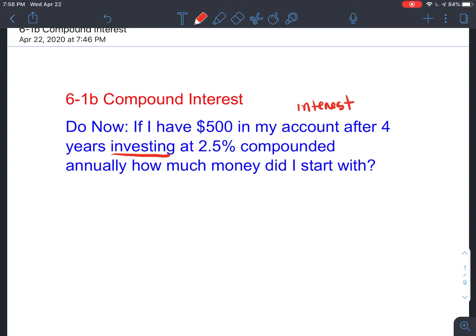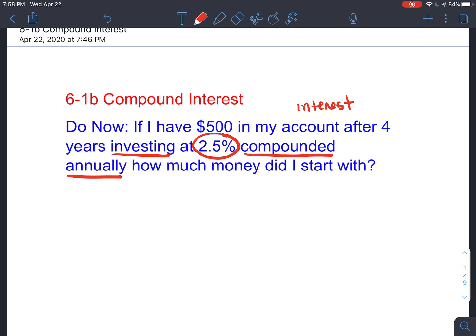And basically, the idea behind interest is the longer you have your money in this account, the more interest your money can make. Now, how much money are you making? Well, that is what this percentage is for. Okay, so you're going to be making 2.5% interest, and that interest is going to be compounded annually.